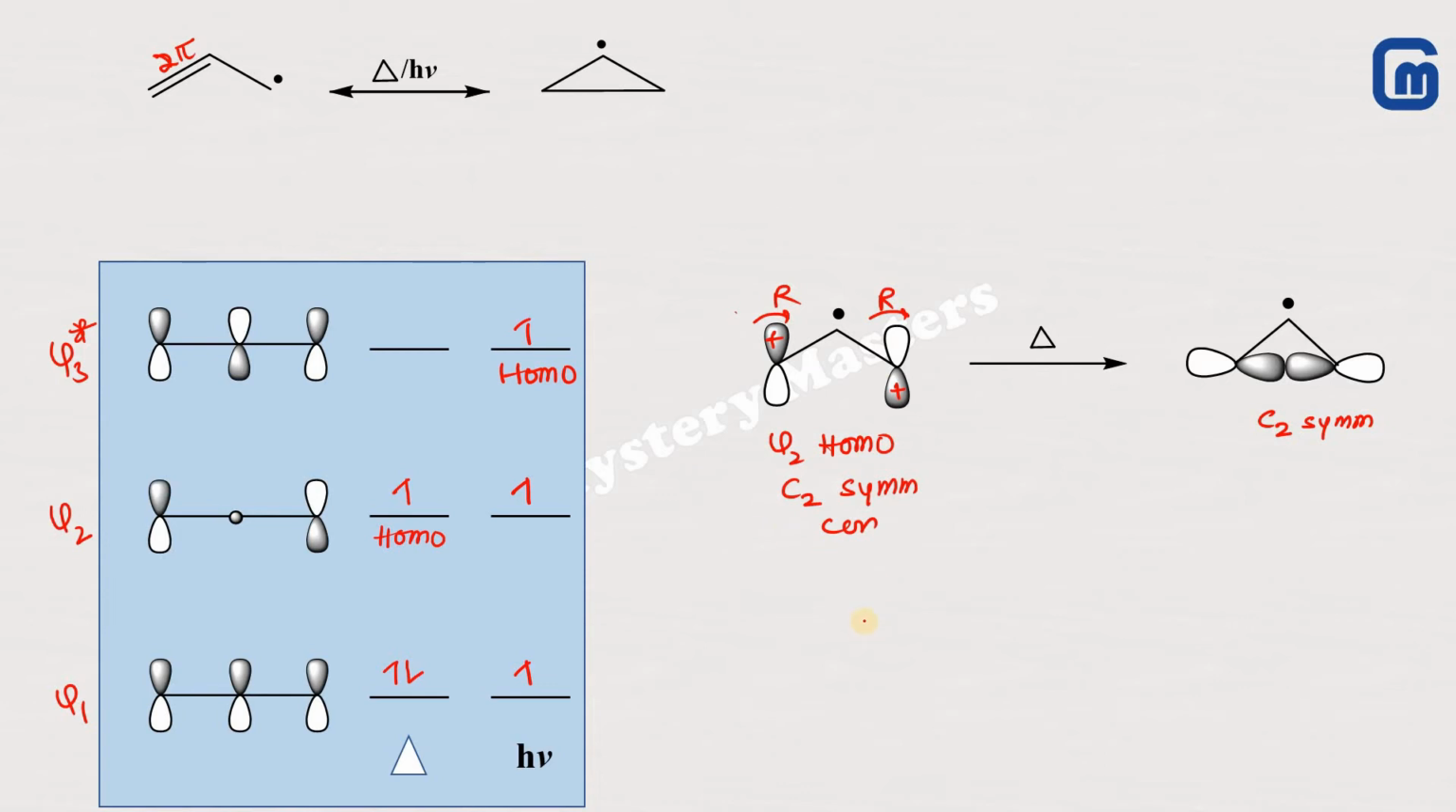So here, the psi 3 star will be the HOMO in the HNU condition, where you can see mirror symmetry is present. So psi 3 star is the HOMO in the HNU condition for the allyl radical. Mirror symmetry is present in the molecule.